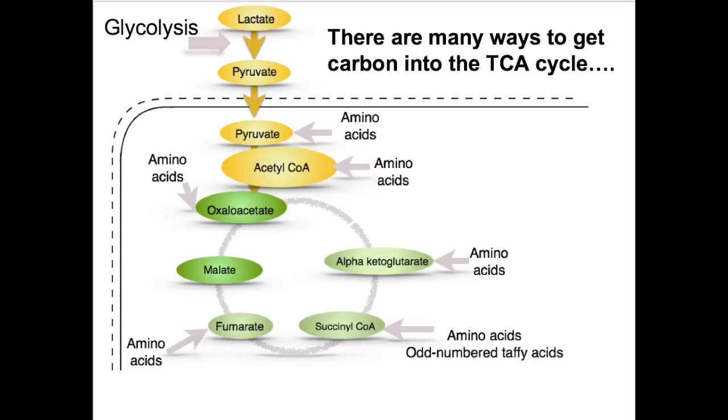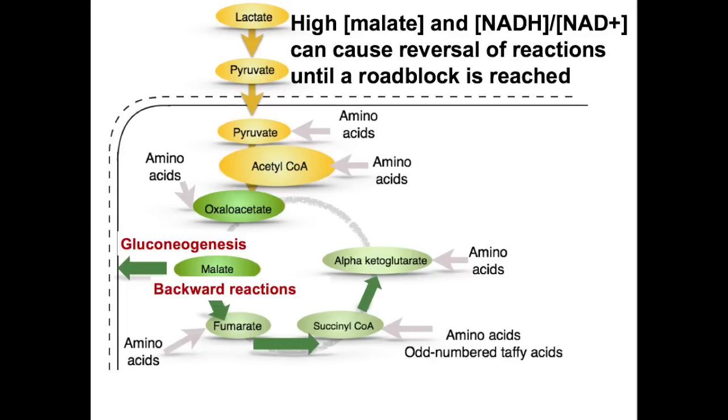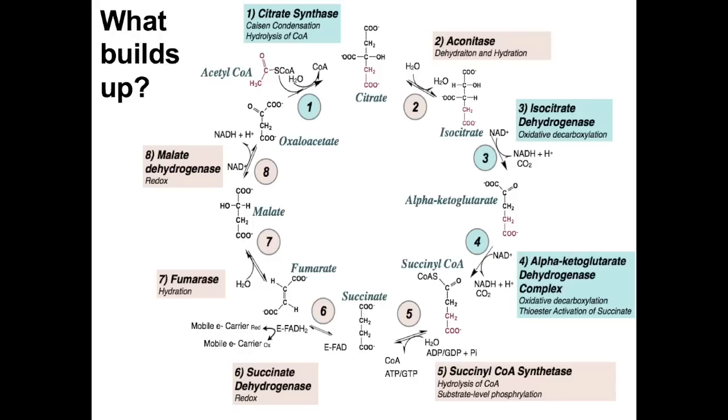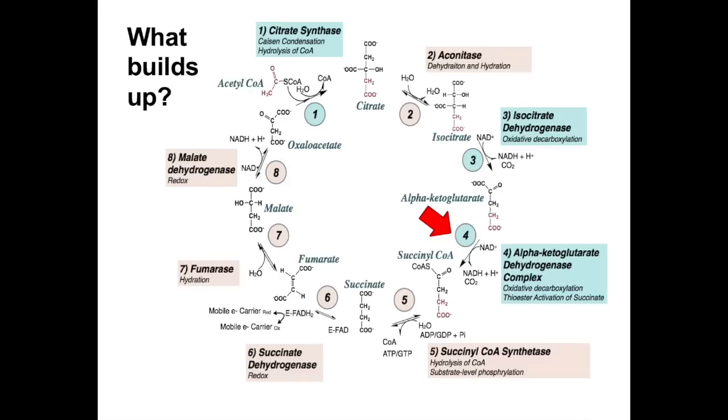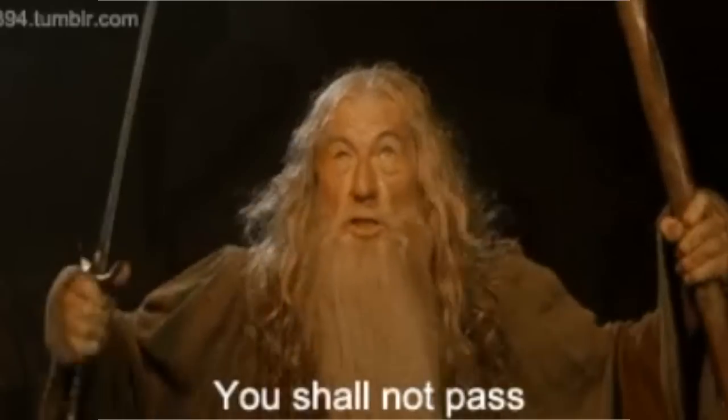If the TCA cycle itself is slowing down, malate can go out into the cytosol to make glucose in gluconeogenesis. But some of this malate is going to continue on through the TCA cycle in the backwards direction until it hits an enzyme that can't go backwards. Now, which one is it going to hit first? Do you know which one? I'll give you a minute. It's going to hit alpha-ketoglutarate dehydrogenase complex, and that one can't go backwards.